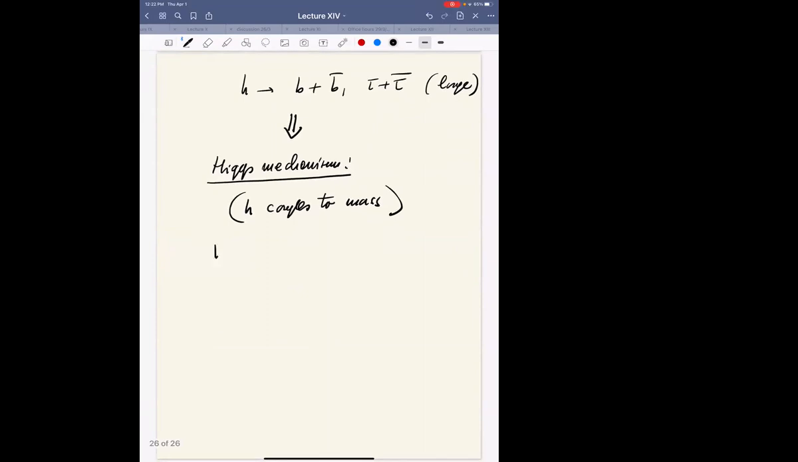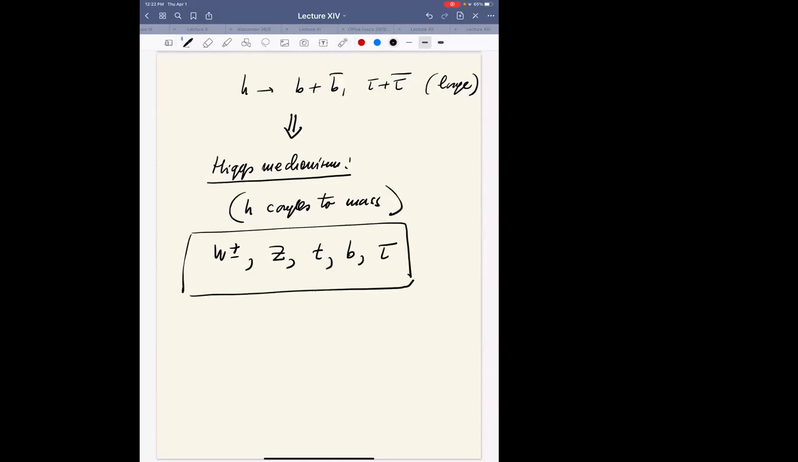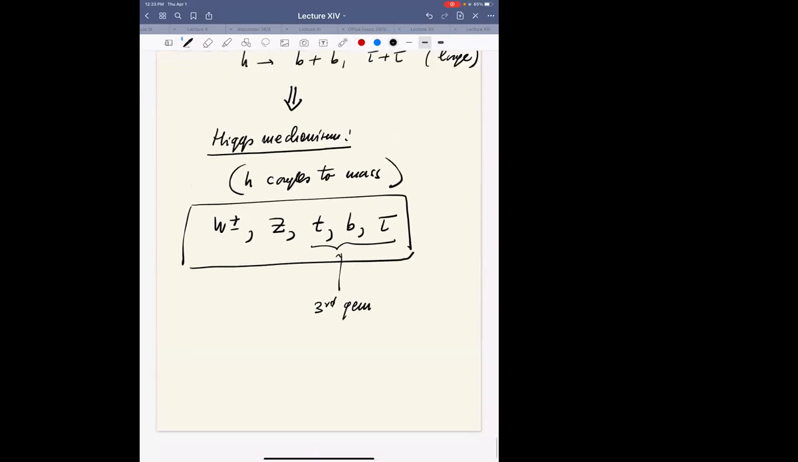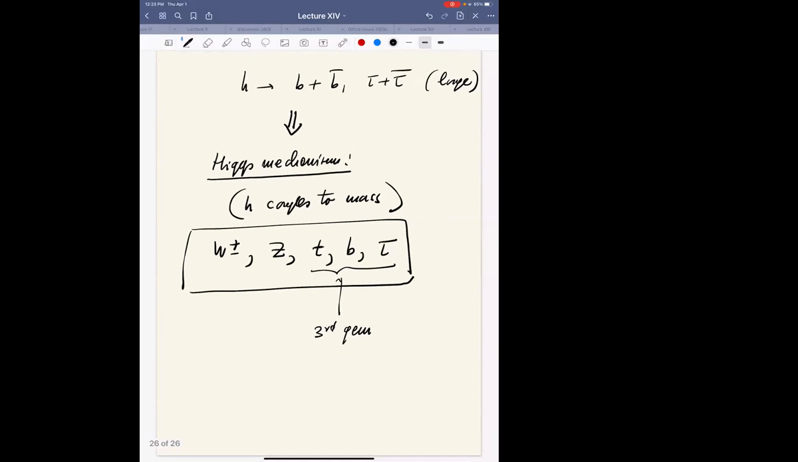What has been checked is for the W boson. We now know the W boson gets a mass from the Higgs. We know for the Z, we know for the top. Top has a huge mass, that's not surprising. But we also know for bottom and for tau. The gauge bosons and the third generation fermions have been probed. This is the great success of the standard model Higgs picture.